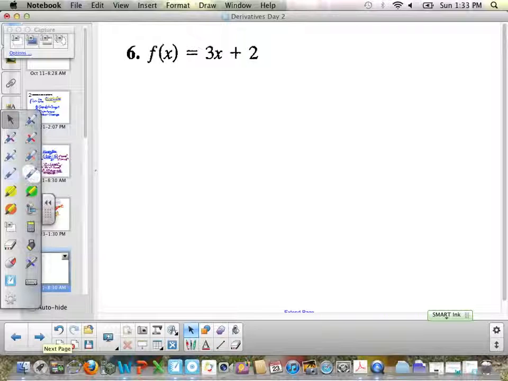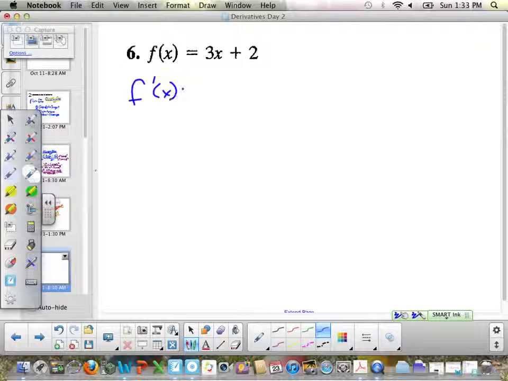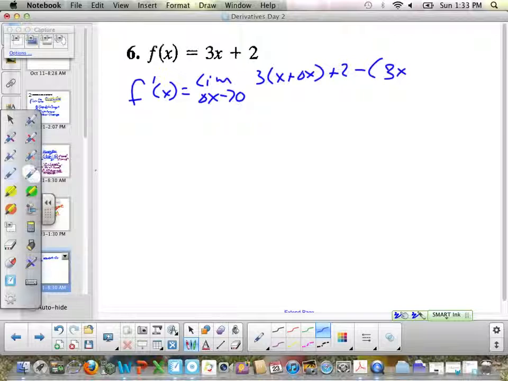Think about that as we do the problem. So we'll start. I'm going to use f prime notation this time. The limit as delta x approaches 0. We got f of x plus delta x, which is 3 times x plus delta x, plus 2, minus the function, which is 3x plus 2, all over delta x. I think I can get this one done in one page.